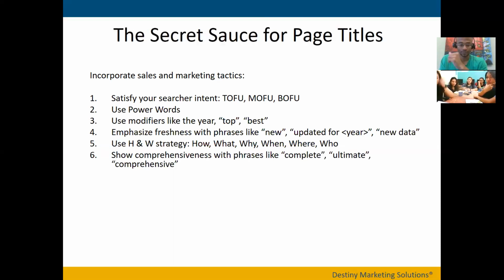Number 6, show comprehensiveness with phrases like complete, ultimate, and comprehensive. So again, I'm going to keep using a photography example. So let's say, in one article, Jarek, you teach people how to actually develop their own photography. So they don't take it somewhere where they actually make the picture. What is it called, Jarek?